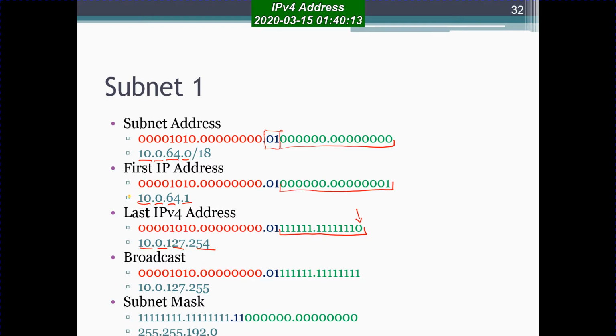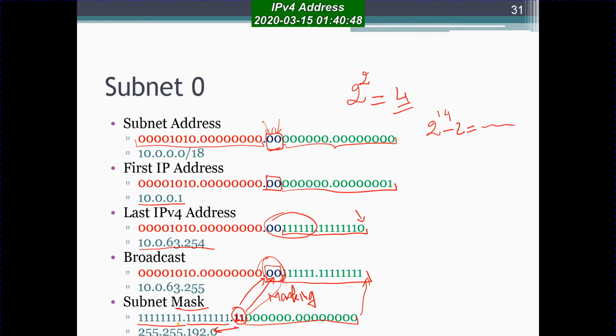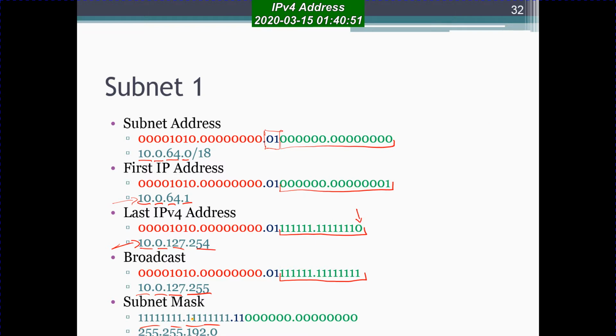So this is our starting IP address and this is our ending IP address for the range of IP addresses that belong to subnet 1. Now to build the broadcast IP address for subnet 1, it's very simple. Set all the bits in the host address field equal to 1. Then convert back to decimal. It becomes 10.0.127.255. This is the broadcast address for subnet 1, and the subnet mask in decimal becomes 255.255.192.0, and you notice that is the same as the subnet mask for subnet 0. In fact, the subnet mask will be the same for all subnets in this situation.